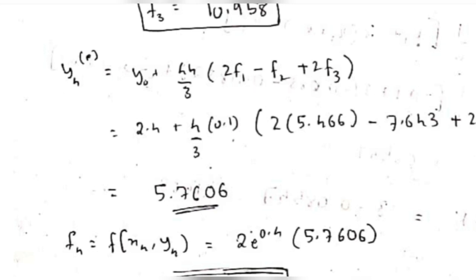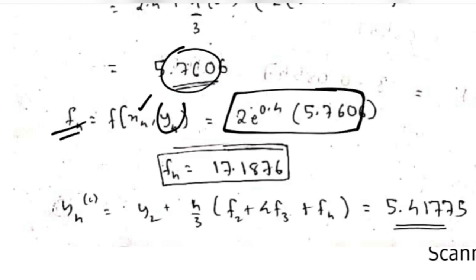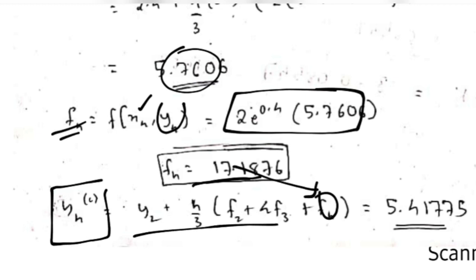Now when we get y4p we have to find y of 0.4, right? So x4 is 0.4 and y4 is what you got here. By using these two values we will find what is f4, and when we get f4 we will be using this formula of y4c, and in this formula we need f4 here. We will be using this value here and calculating the final answer.